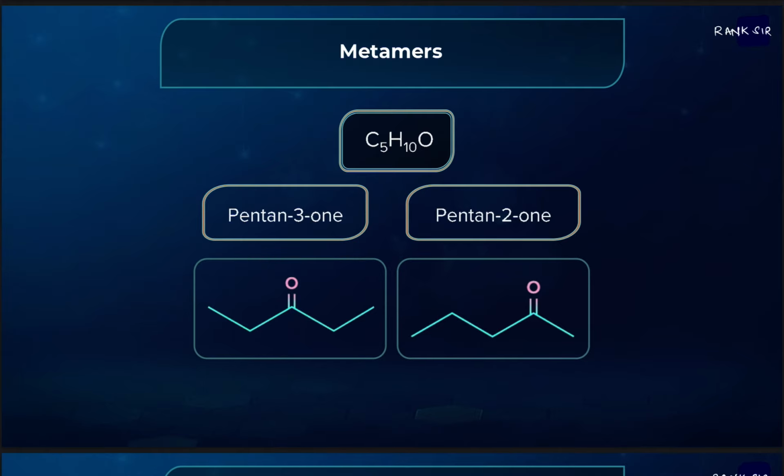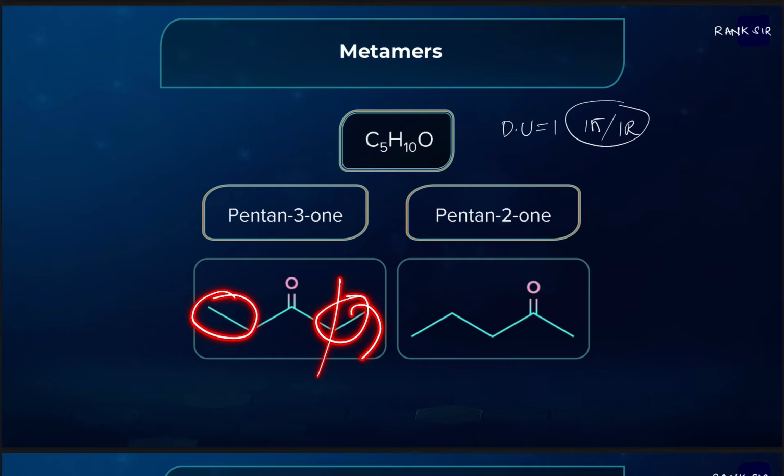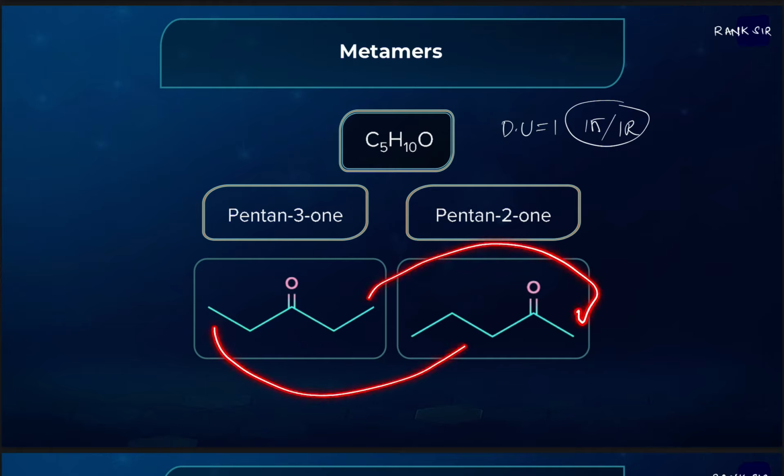Now, one more example for metamerism, C5H10O. If you observe here, the degree of unsaturation is 1, it means one pi bond or one ring will be present. So now it is called pentan-3-one, pentan-2-one. So here what is the ethyl there. One carbon breaks down and attaches here, then it converts into which one? Propyl. These two are different, these two are different, therefore it shows metamerism.